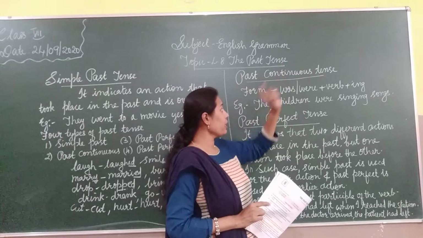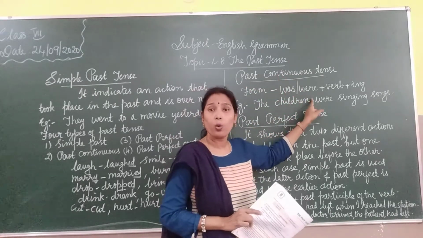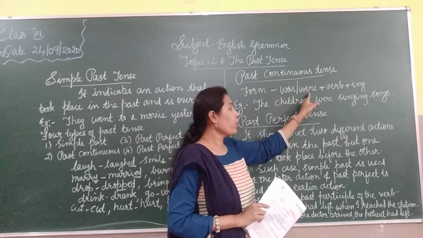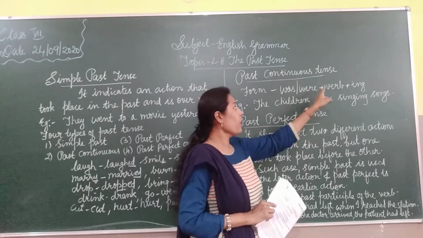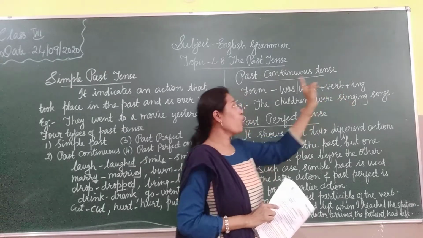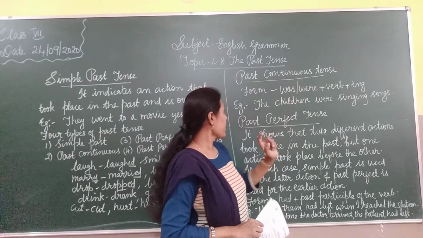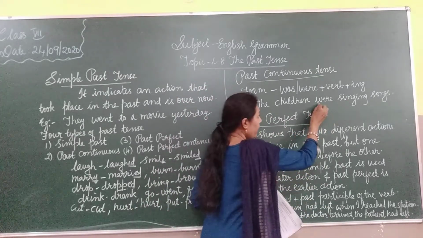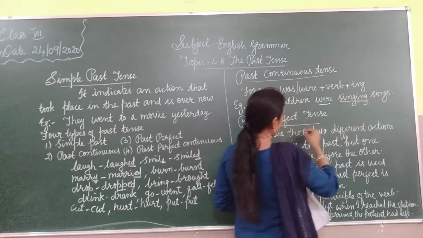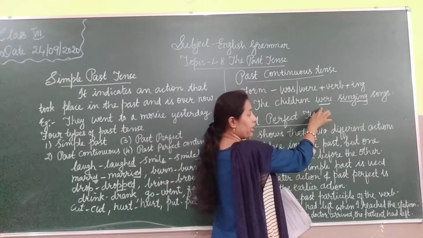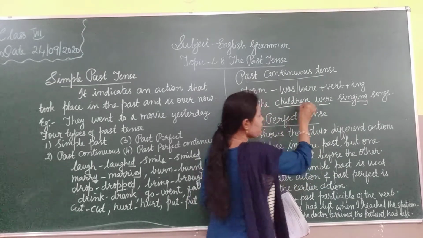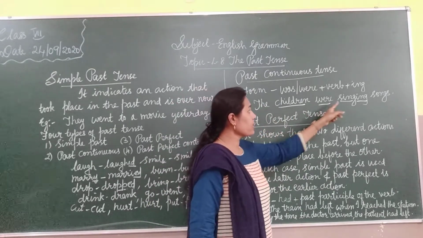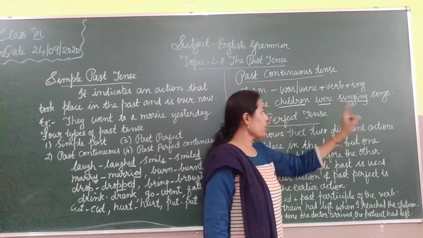Now, for past continuous tense, was or were. For singular, you have to use was. For plural, you have to use were plus verb plus ing. That is the form for past continuous tense. Example, the children were singing songs. Were singing. Okay. So, why have we used the helping verb were here? Because children is in what? Plural form, right? So, that is why the children were singing songs.